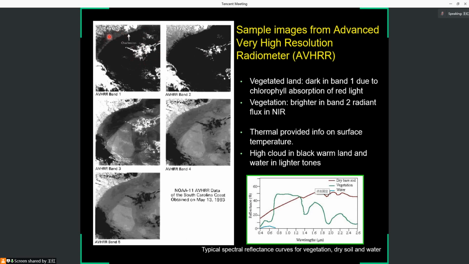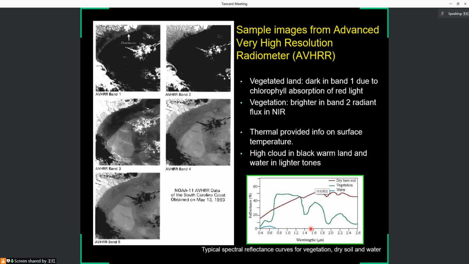In the red band, the vegetation digital number is lower, so the color is black. But for the near infrared band, the vegetation digital number is higher, so vegetation may be white, shallow gray, or gray. And this is maybe the cloud, you see, with a high digital number. The other 3 are thermal bands.